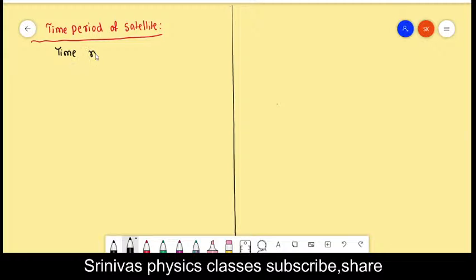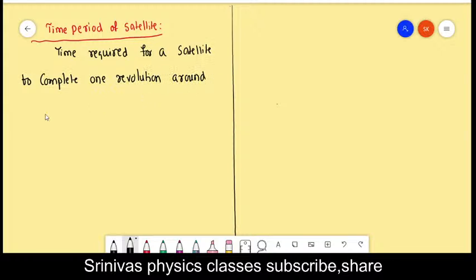Time required for a satellite to complete one revolution around a planet is called as time period, right? This is the time period.